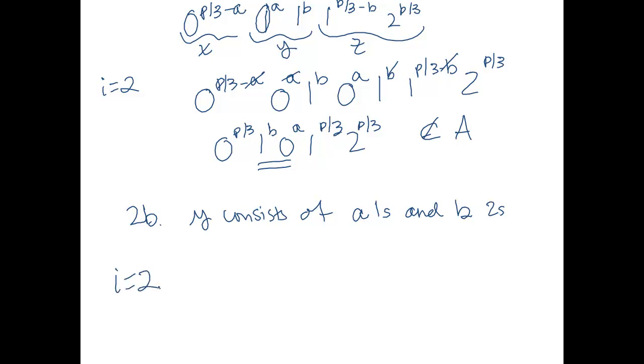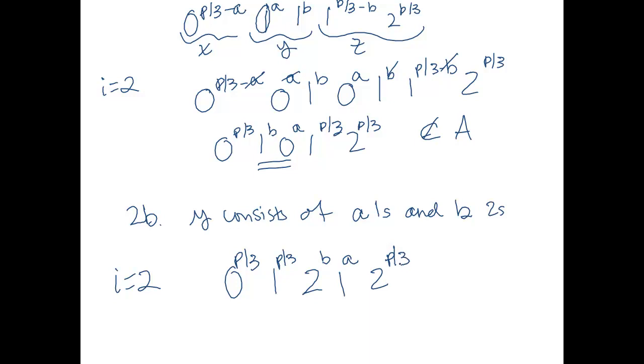I end up with 0 to the p divided by 3. I'm going to get... oh, maybe we should draw it out because I'm drawing a blank. What am I going to get? I'm going to get an extra 1 to the p divided by 3, and then I'm immediately going to have 2 to the b, 1 to the a, 2 to the p divided by 3. Okay, that's what I'm going to end up with.